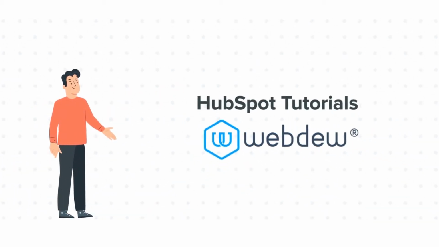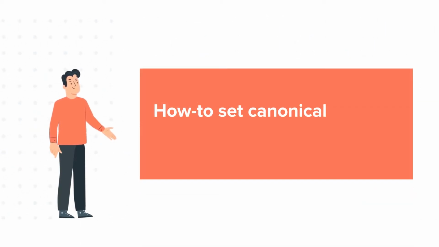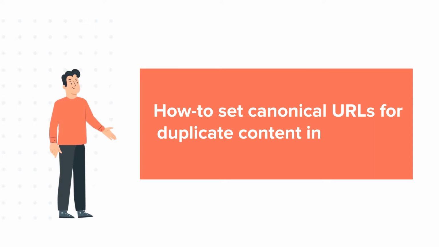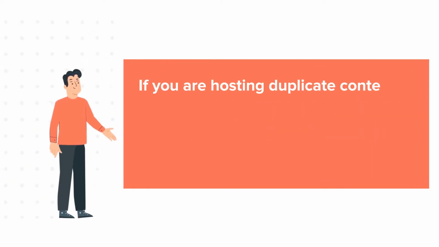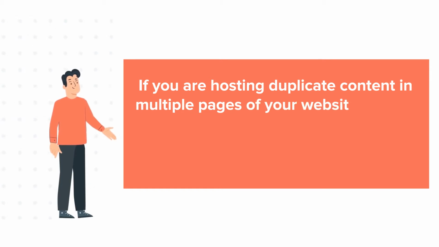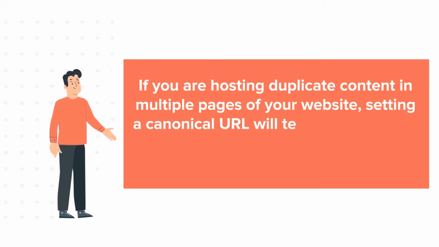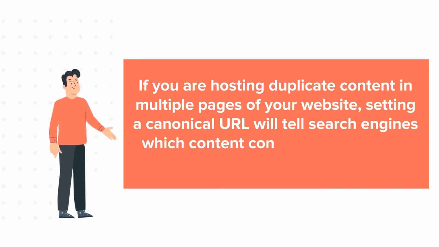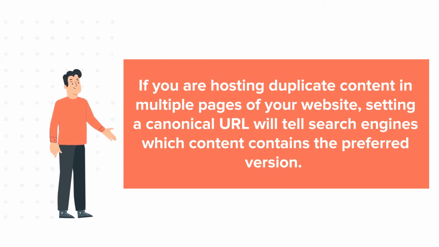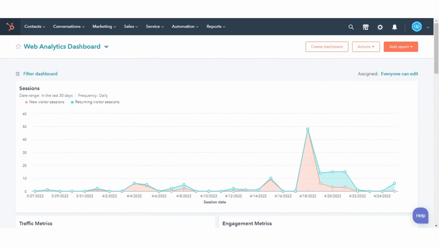This is Bob and our today's tutorial is about how to set canonical URLs for duplicate content in HubSpot. If you are hosting duplicate content in multiple pages of your website, setting a canonical URL will tell search engines which content contains the preferred version. In today's tutorial, we will show you how to do this in HubSpot.